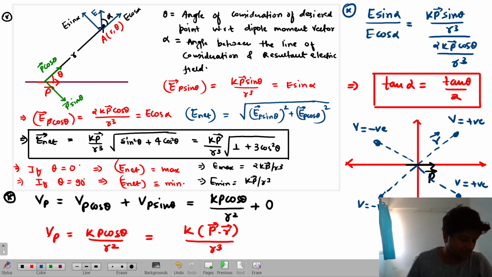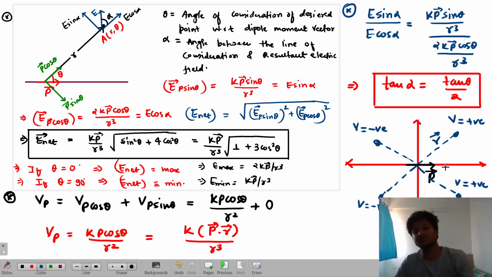Are you able to get me? So this is our condition. This is how we are going to consider. One is positive, another one is positive, another one is negative, another one is negative. Is that clear? Okay, so these are the different considerations of our dipole moment for general point and all these kinds of cases. So let us start doing some questions and then we'll move ahead.